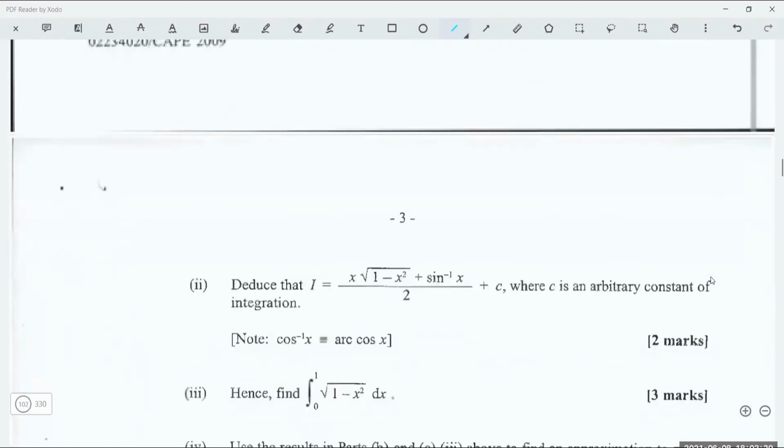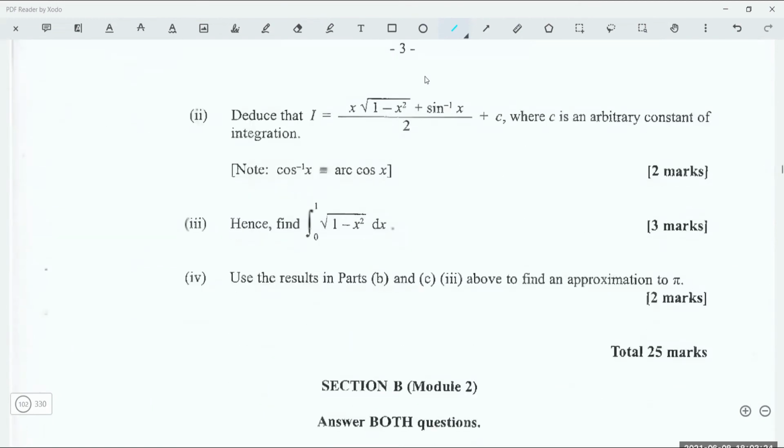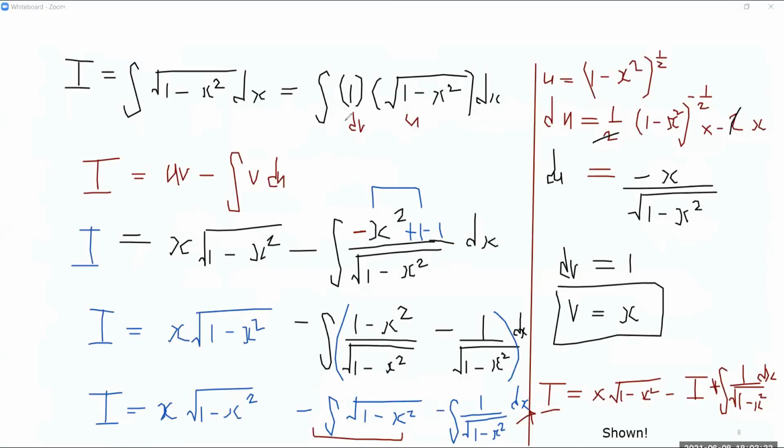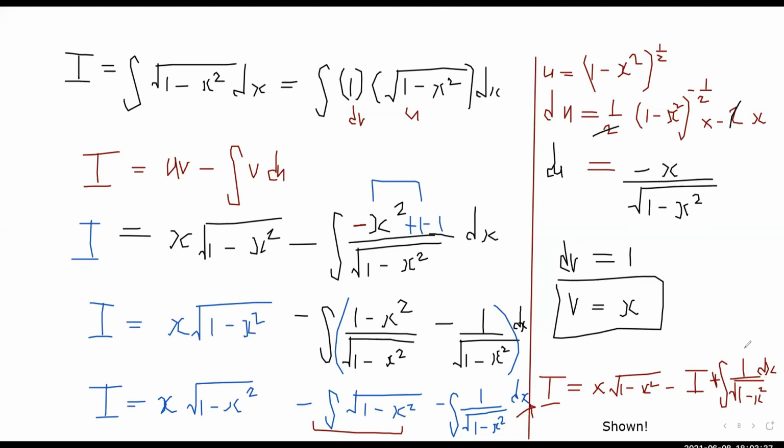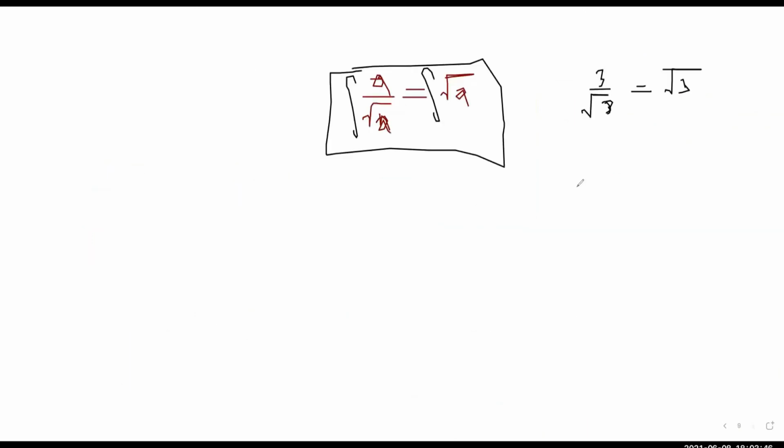The next part was saying, hence, we're supposed to deduce that I is equal to this formula right here. So let's deduce that I is that formula. Now this was I, but now we end up with I equal to this right here. So let's write back what we have I equal to. I'm going to clear this. Writing down what we have for I: I is equal to x times the square root of 1 minus x squared, then we have minus I plus the integral of 1 over the square root of 1 minus x squared. This is what we have for I.